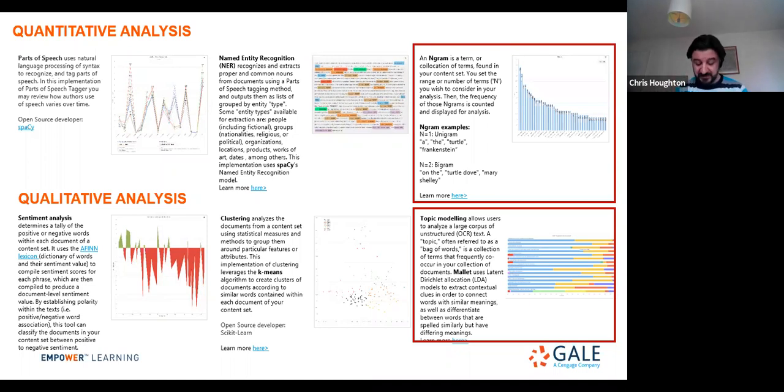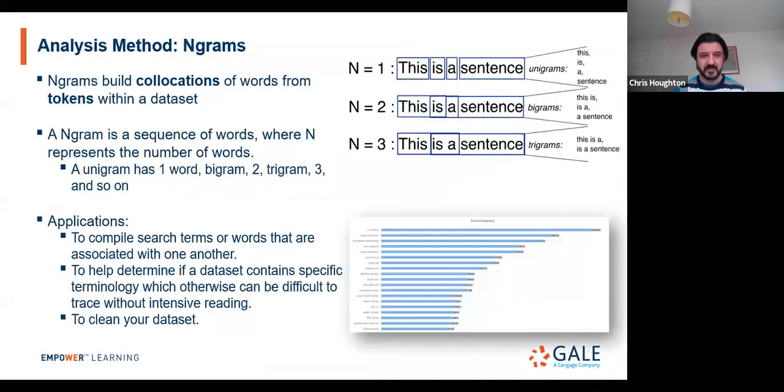Both of these analysis types are incredibly useful, entirely depending on your project and the question that you're asking. And in many projects, researchers will use these tools in tandem. Depending on what they're trying to do, they will use these tools together, either in sequence or in parallel.